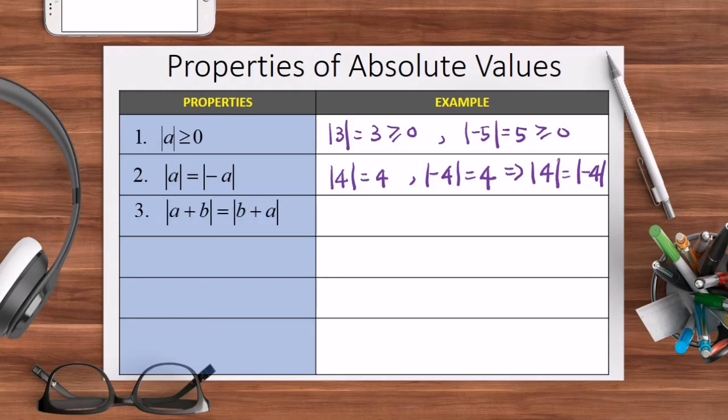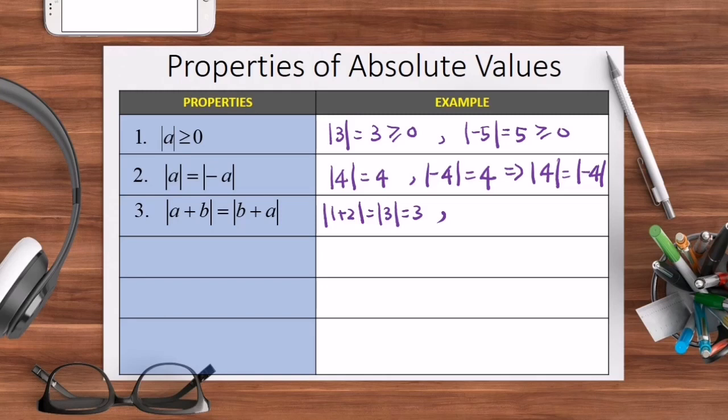The third one, absolute value of A tambah B, A plus B, is equal to absolute value of B plus A. So, for example, we have absolute value of 1 plus 2. This is equal to absolute value of 3, which is equal to 3.